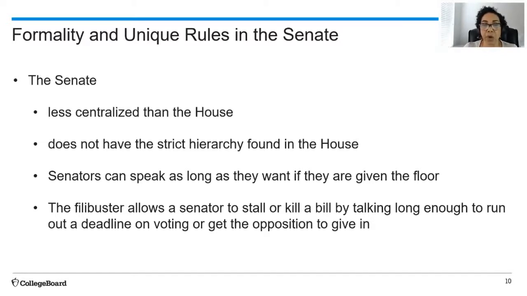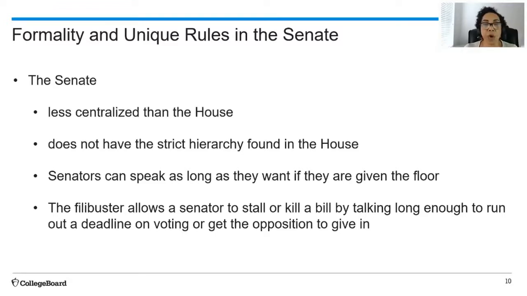And so if you are going to use the filibuster, that is speaking for an unlimited amount of time. As long as you just stay there, you can't go anywhere, no breaks, just keep talking. And it may be long enough to pass a deadline or to wear out your opposition to where they just give in and say, okay, stop talking, we'll go along with what it is that you want.